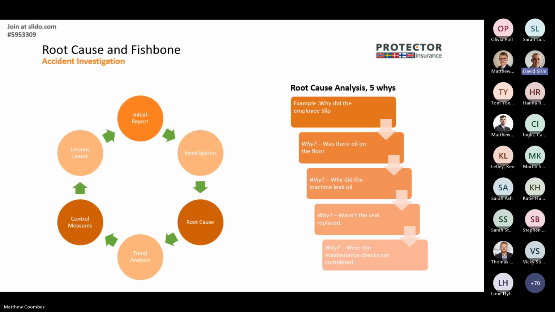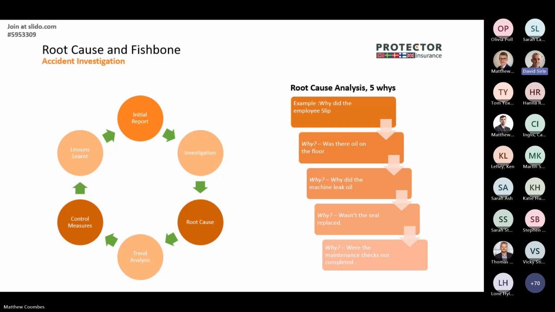So as you can see in the diagram on the right hand side, for slips, trips and falls, you might ask the question, why did the employee slip? Well, because there was oil on the floor. Why was there oil on the floor? Because the machine was leaking oil. Why was the machine leaking oil? Because the machine seal was damaged. And then we ask the question, why wasn't the seal replaced? Because regular maintenance checks were not performed. And then you ask again, why weren't the maintenance checks done? Because there was no formal PPM schedule in place. So you need to ask why repeatedly until the root cause is identified.